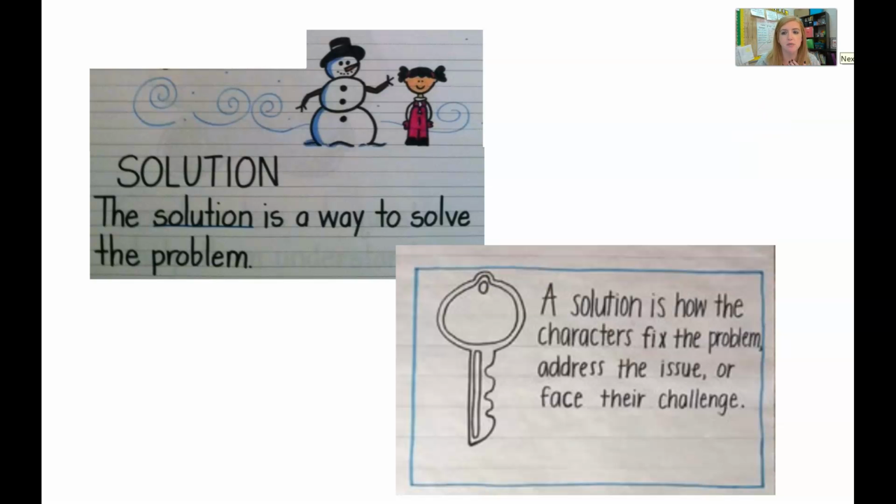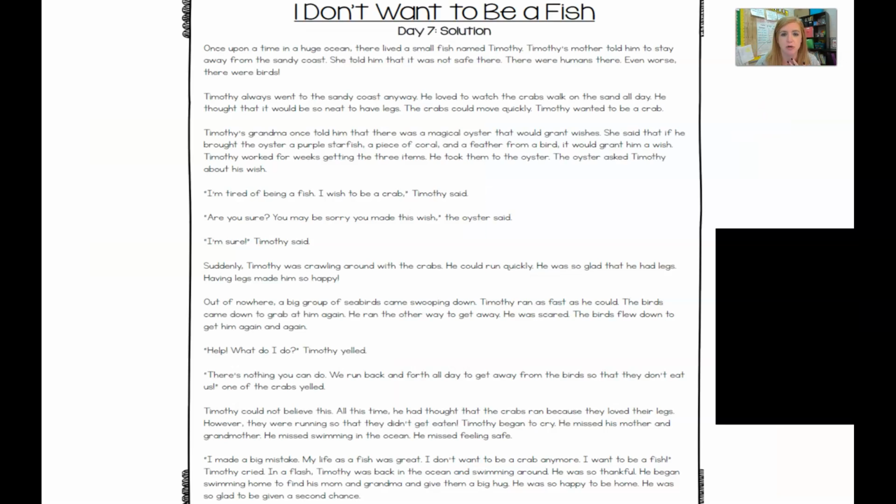Now, before we continue writing our solution to our story, I want us to read a mentor text titled, "I Don't Want to Be a Fish." As I read the story out loud, I want you to pay attention to the characters in the story, the setting, the problem, and today, the solution. And we're going to see if we can highlight and underline those parts of the story in the text.